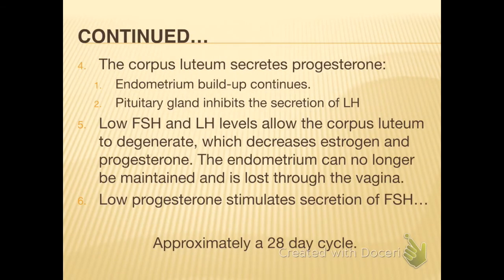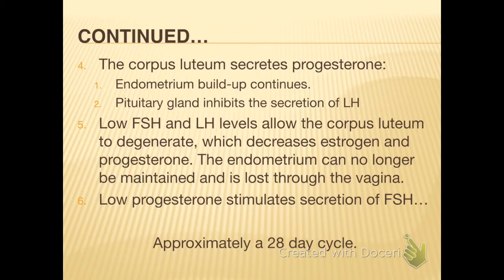The corpus luteum, which is basically the empty follicle, then starts its hormone-producing stage, and it's going to secrete progesterone. Progesterone will cause the endometrium buildup to continue, and remember, that's important in case the egg becomes fertilized. And it's also going to then inhibit the secretion of LH because the corpus luteum has been formed, ovulation has happened, and there's no more need for LH.